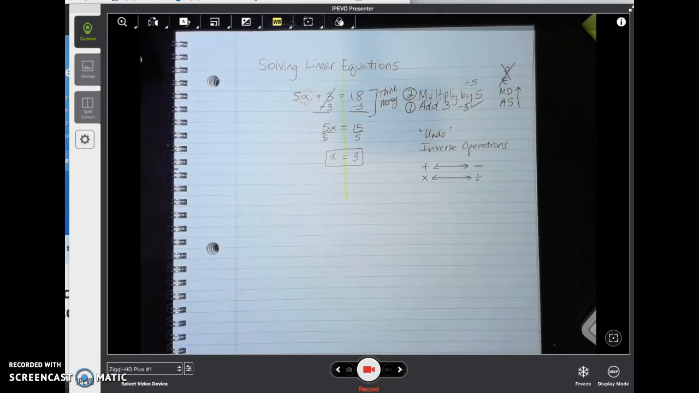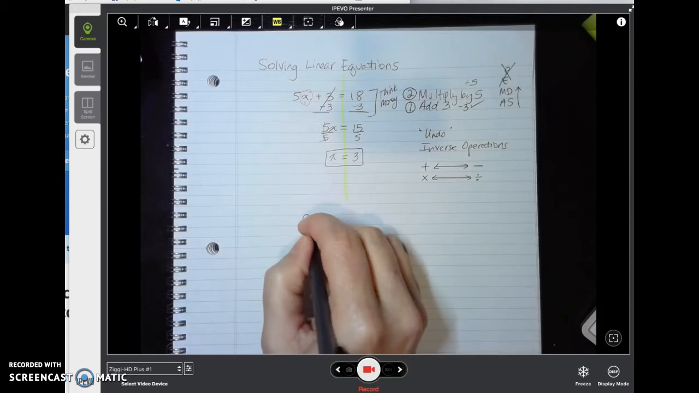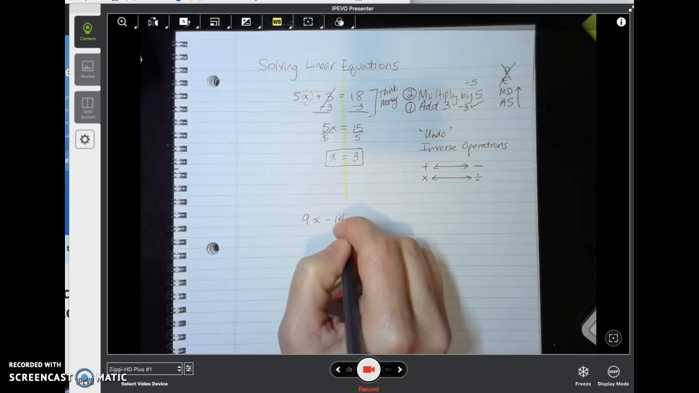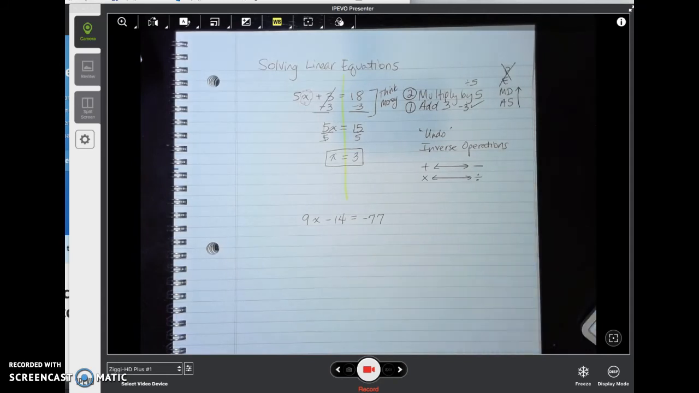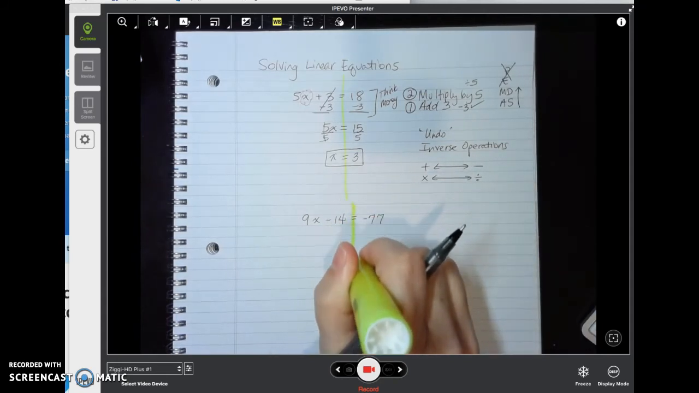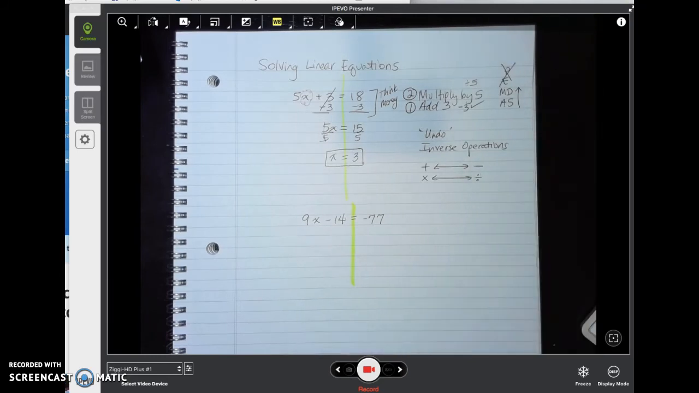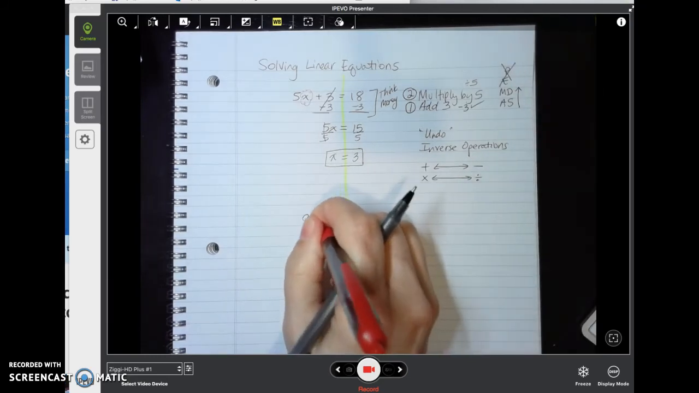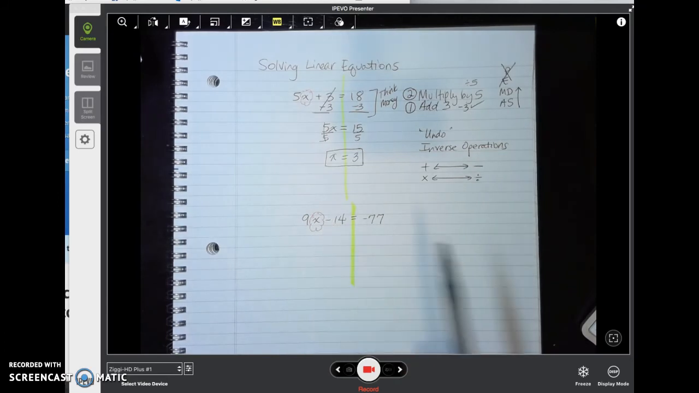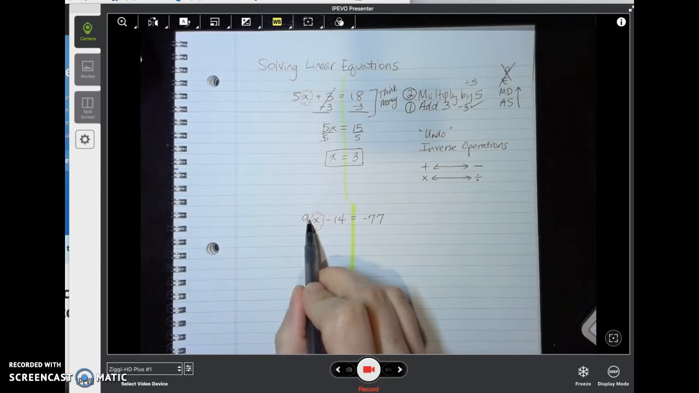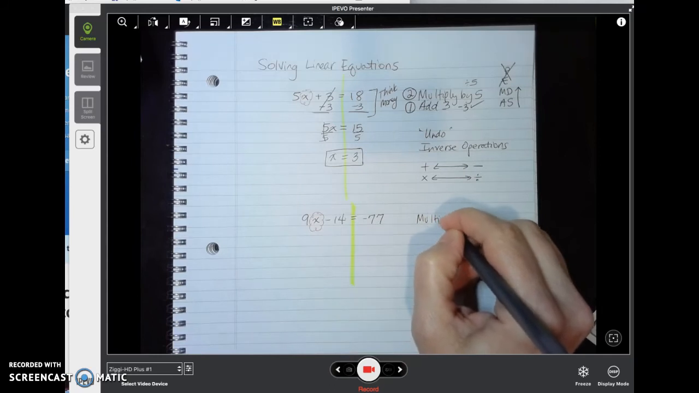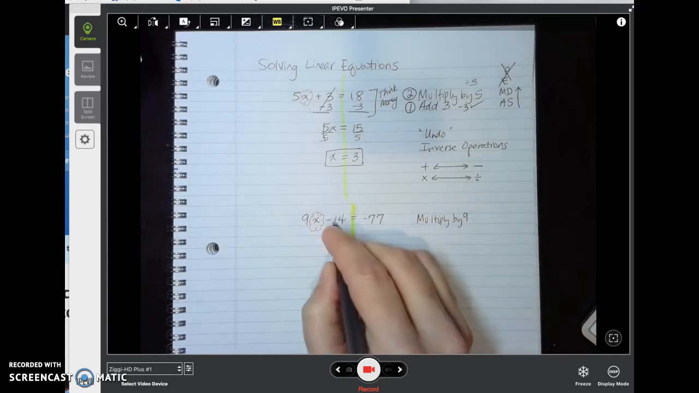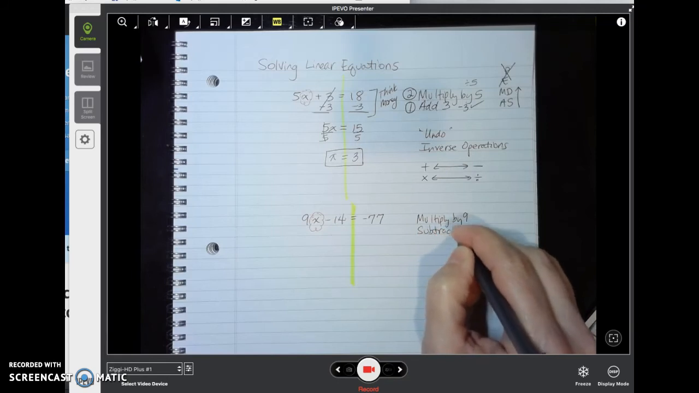Okay, so let's look at another one. Let's try 9x minus 14 is equal to negative 77. So the steps are going to be the same. I'm going to think I've got a left side and a right side. I'm going to bubble my variable. Okay. And so what operations are with the x? I see this means times when a number is next to a variable. So I see a multiply by 9 and I see a subtract 14.